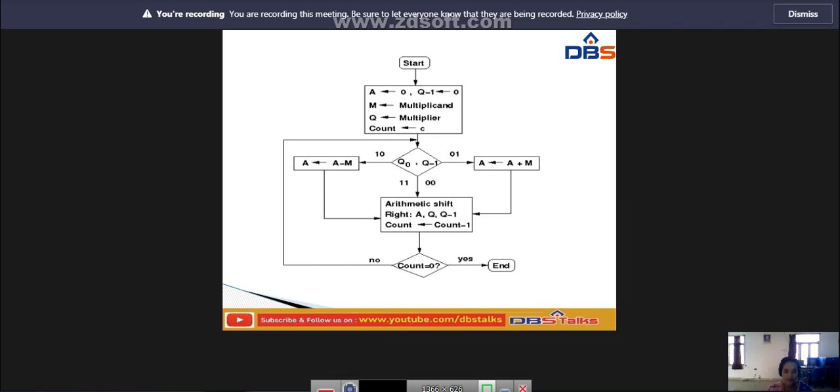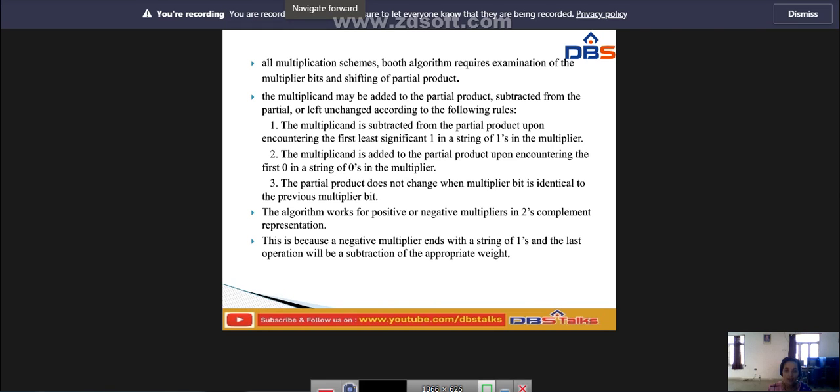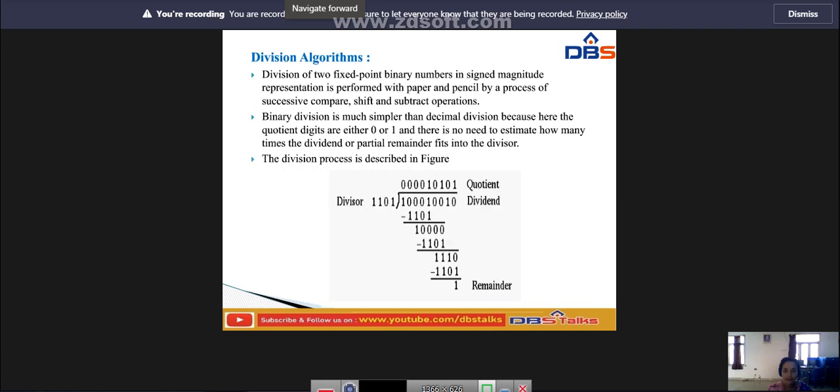So this is called Booth's algorithm. Next, coming to the division algorithm. What is meant by the division algorithm? Division of two fixed point binary numbers in sign magnitude representation is performed with paper and pencil by a process of successive compare, shift and subtract operations.